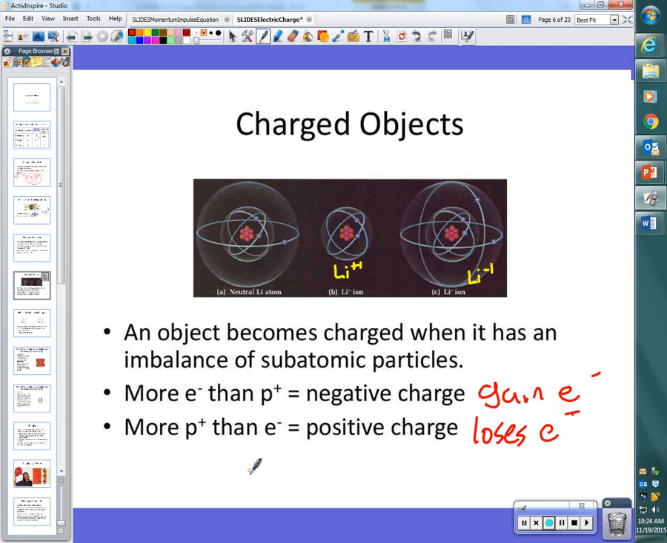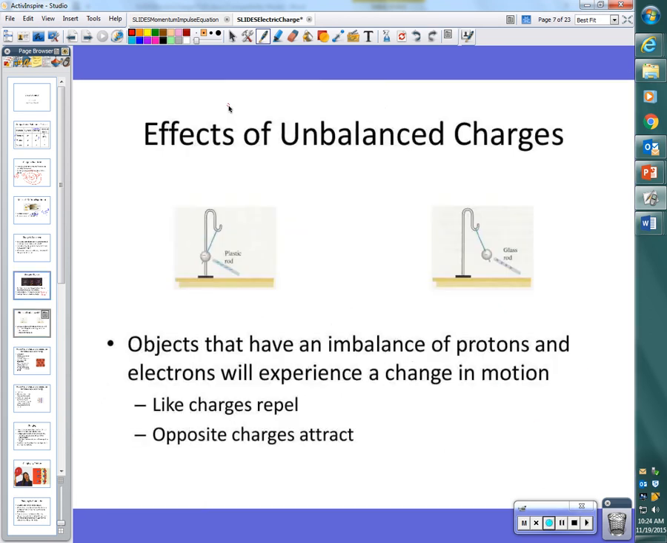When we end up with atoms that have different numbers of protons and electrons, we find that they can cause changes in other objects. Objects that have an imbalance of protons and electrons will experience a change in their motion. If we have two like-charged objects, two negatives or two positives, they will repel each other, very much like a magnet. We'll see that when we get to magnetism, which is related to this as well. But when they are oppositely charged, one positive and one negative, they will attract each other.